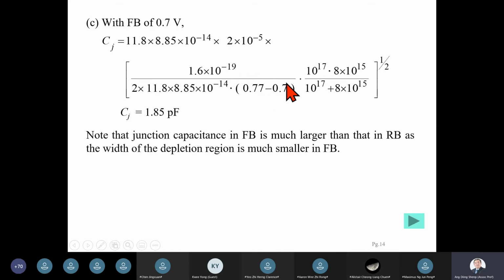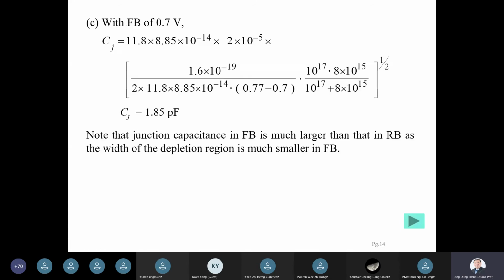Now, on the other hand, under a forward bias of 0.7 volts, remember that for forward bias, V is positive. So the CJ becomes 1.85 picofarad. It increases compared to 0 bias and reverse bias, because in forward bias the depletion width becomes narrow, and for a given change in the voltage, the change in the space charge at the edges of the space charge region will be higher. So take note of the different trend by which CJ changes depending on forward or reverse bias.